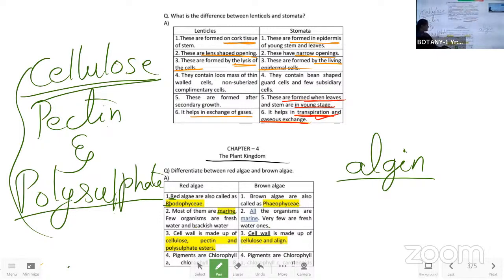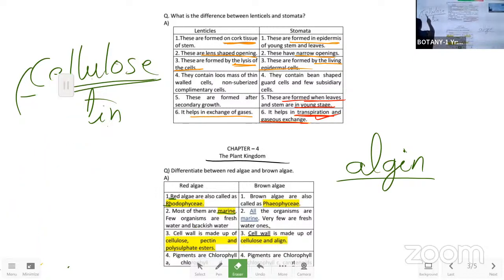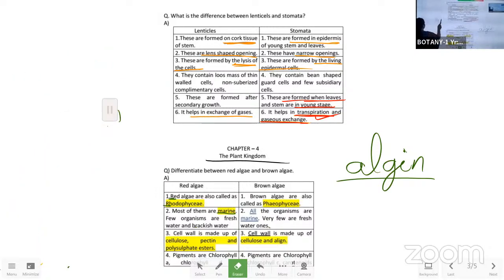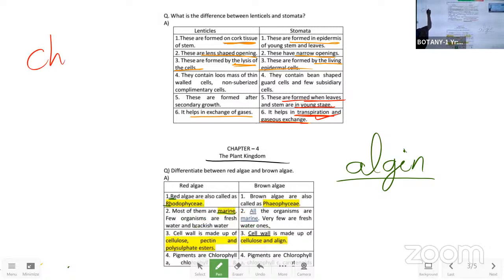Now comes the next one, the pigments. Which type of pigments are present in the red algal members and the brown algal members? In the red algal members, the pigments are chlorophyll A, chlorophyll B, and R-phycoerythrin.